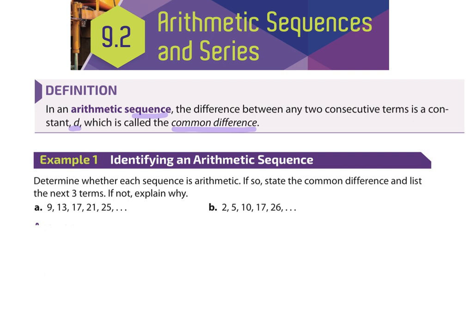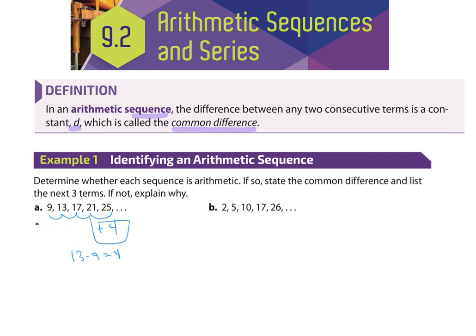So deciding if you have one, you're literally going to see if you add to get from one term to the next and if it's consistent. So if I look at this first one, I'm going to say plus 4, plus 4, plus 4, plus 4. My common difference is 4 because 13 minus 9 equals 4.